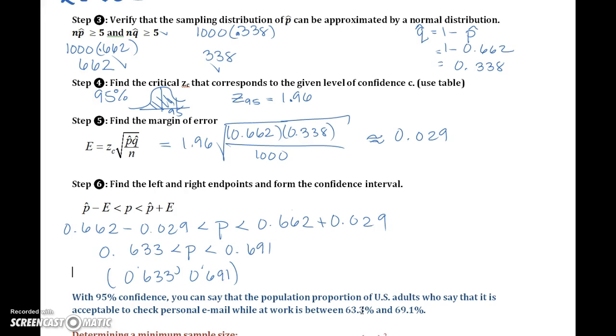But with 95% confidence, one more time, you can say that the population proportion of U.S. adults who say that it is acceptable to check personal email while at work is between 63.3% and 69.1%. So that's just changing these decimal points into percentages. Okay, delightful. So this was a decimal point. This was a decimal point. All right, let's keep it pushing.